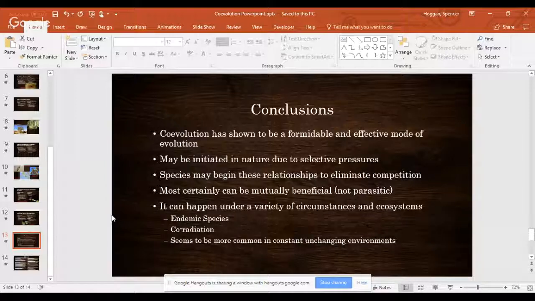And just one last note is that these coevolutionary relationships most certainly can be mutually beneficial. They don't have to be parasitic, or, like in our example about the lynx and the hare, predator-prey. They can definitely be mutually beneficial. They can co-evolve together. And then one last summary is that it can happen under a variety of circumstances and ecosystems. So we talked about the endemic species, we talked about the co-radiation in the Polynesian islands, and one last note would be that it seems to be more common in constant, unchanging environments, and it's probably just due to reliability. They know that two species can link up together and stay together.